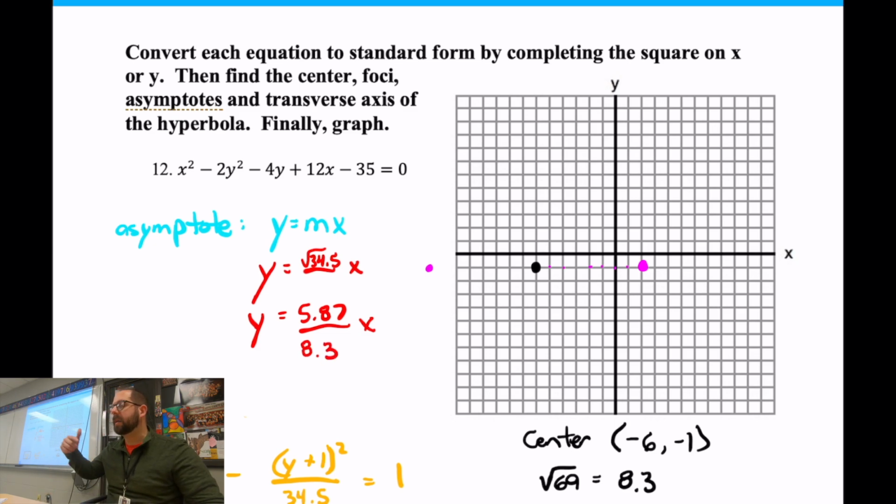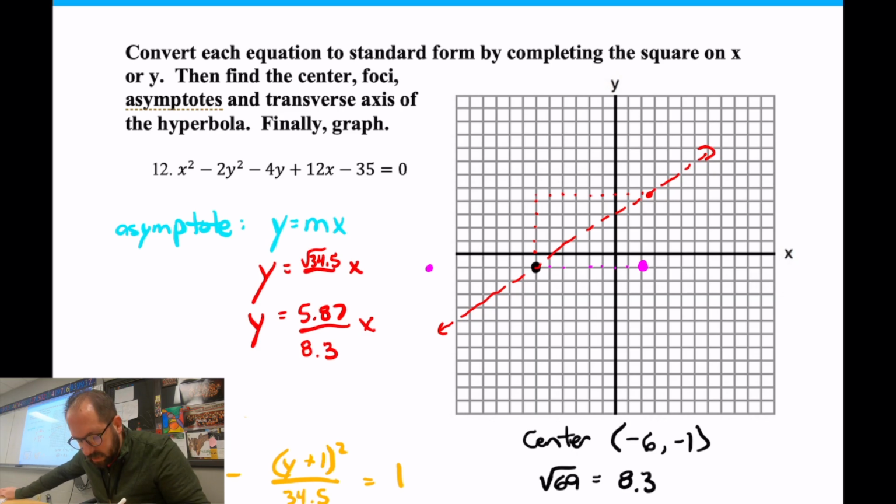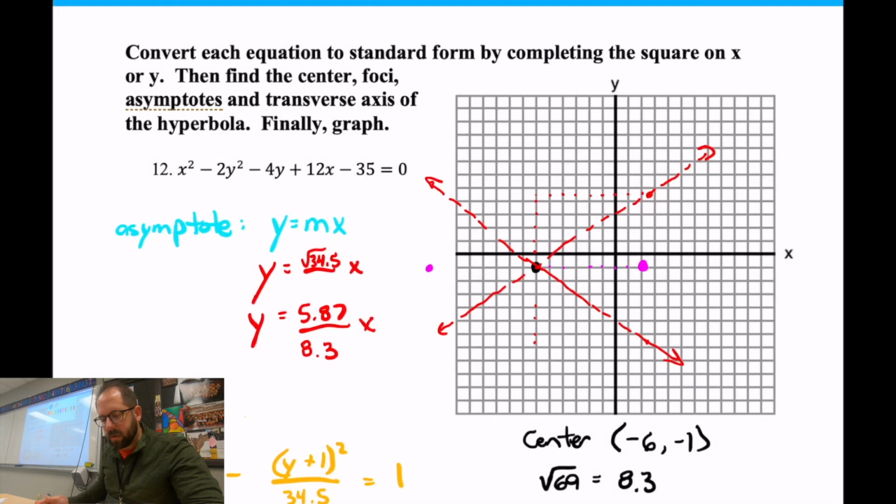So this is going to be where my actual branches go. So it's going to go up from the center. It's going to go up 1, 2, 3, 4, 5.8, and then across 8.3. 1, 2, 3, 4, 5, 6, 7, 8.3. And so here is where my asymptote's going. Not the greatest numbers in the world, but you get the idea. And then down 1, 2, 3, 4, 5.8, and then across 8.3. And so here's my other asymptote. Again, it's the number below y, number below x, and now I can draw where the branches go.